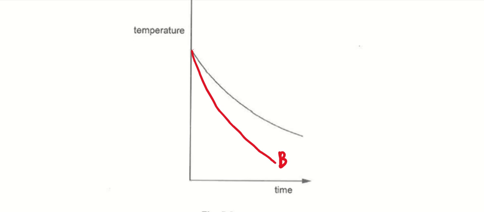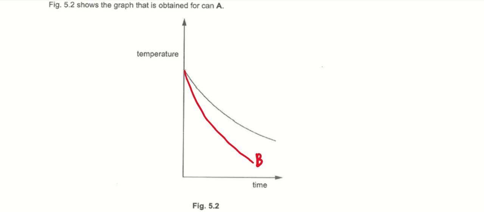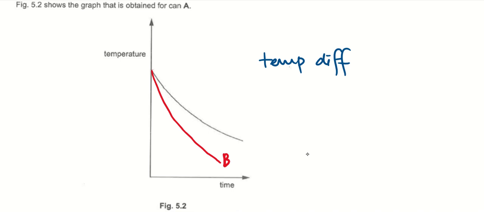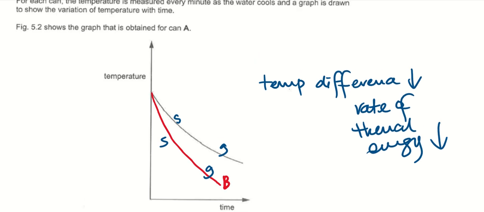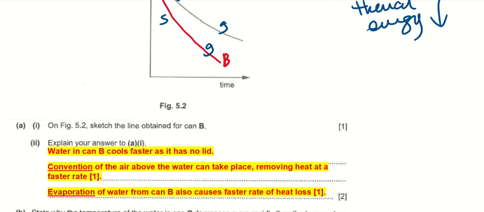Okay, so you cannot be drawing a straight line. For those of you who are marking, don't draw a straight line, and it must look like a curve. Okay, because as the temperature difference between the hot water and the surrounding gets smaller, the rate of thermal energy loss will also decrease. Okay, so that's why it is from steep to gentle. It cannot be linear. Okay, then you need to label it as B. Okay, now explain your answer.